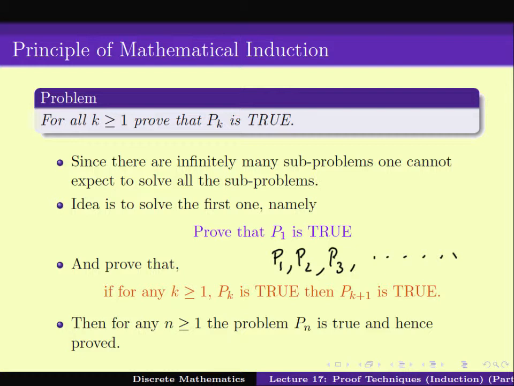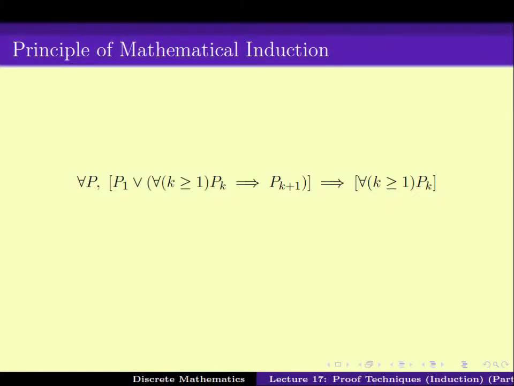Now, why does this proof technique actually work? This works because of the principle of mathematical induction, which guarantees us that it will work. It is kind of an axiom, and it says that if you can first prove the statement for P1 and then for any k, prove that Pk implies Pk plus 1, then you have proved that Pk is true for any k. So a few steps help us to prove for all infinite number of cases.